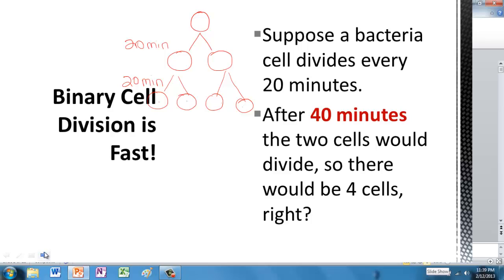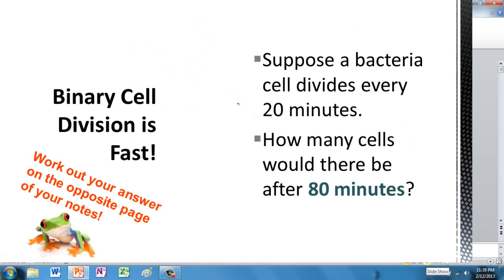Okay, does that make sense? I hope so. Now let's step it up a notch and see what happens after 80 minutes. Suppose we have our same bacteria and it's going to divide every 20 minutes. How many cells would there be after 80 minutes? Work out your answer on the opposite page.